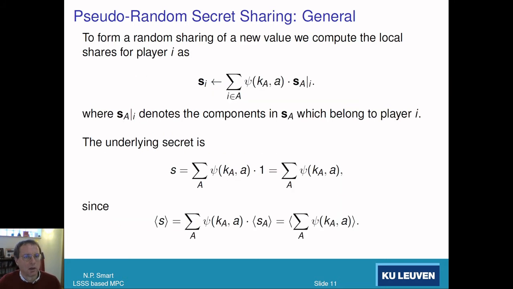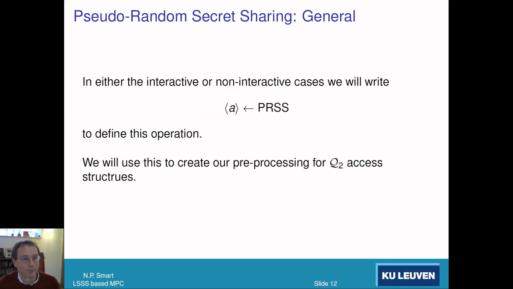Okay. So how do we do this for a general access structure? We have these sharings of 1, which are 0 for all parties not in A. We just apply the same thing. The underlying secret is that, and everything is just the same. It's just mapping from Shamir to a general access structure. Very, very simple.